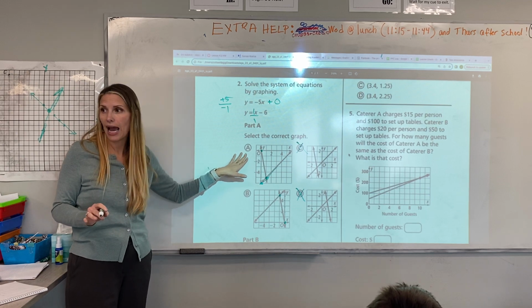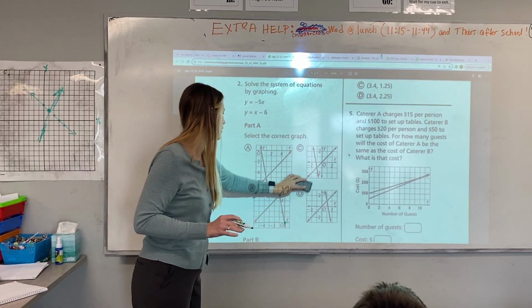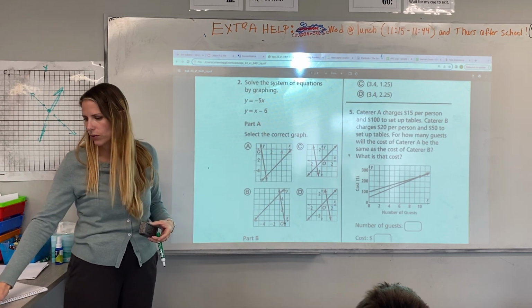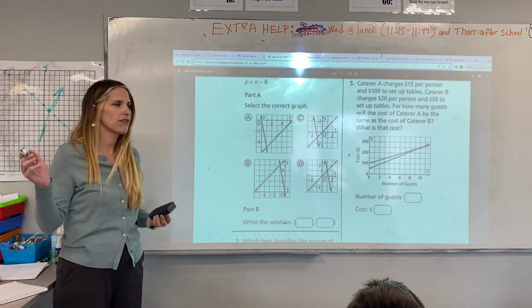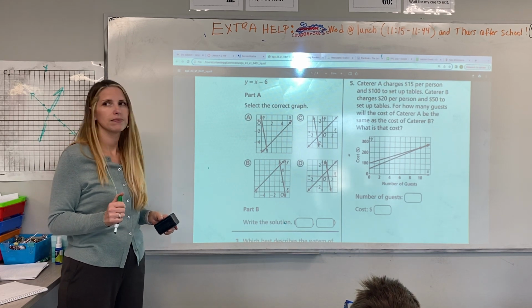Does everybody understand how I found that, okay? Yes. Now, it had a part B. Since we found the graph, I believe the next thing it asked for is what is the solution? What is it, Faith? We're on number 2, right? Yeah, part B. Wasn't it?